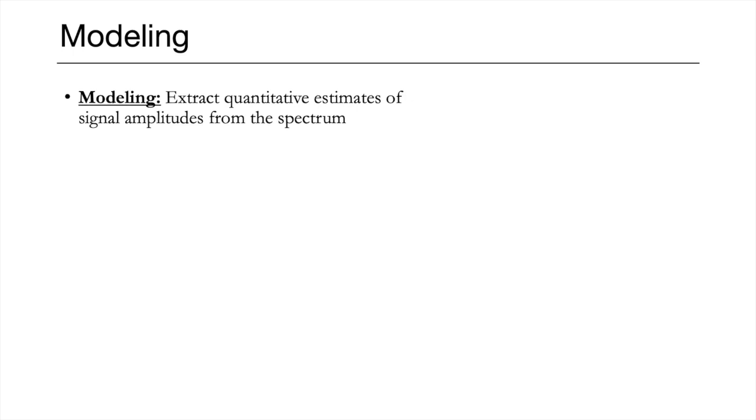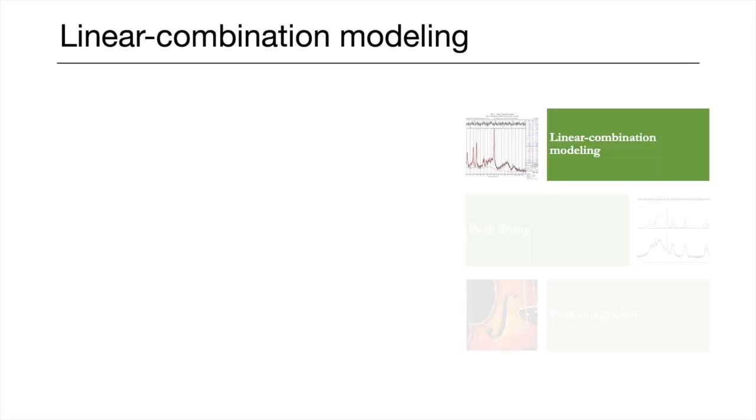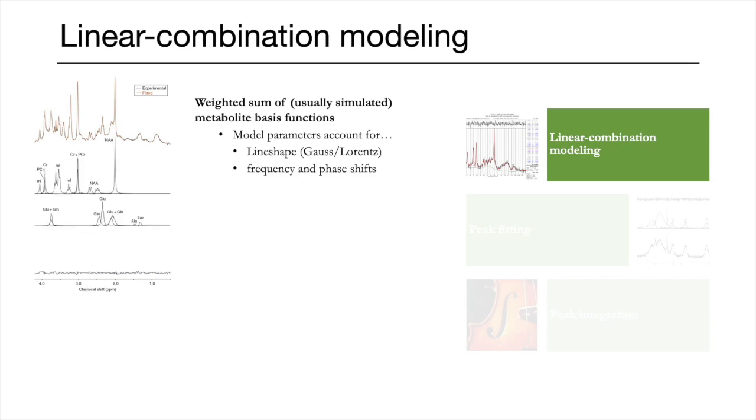And modeling means extracting quantitative estimates of signal amplitudes from the data. There are largely three ways of doing it. The first is linear combination modeling. So we let the model figure out how it can put together the spectrum as a linear combination of so-called basis functions for each metabolite. And we can accurately use quantum mechanical simulations to predict what the spectrum will look like for a given pulse sequence. The model also contains terms to account for line shape and phase shifts and so on.